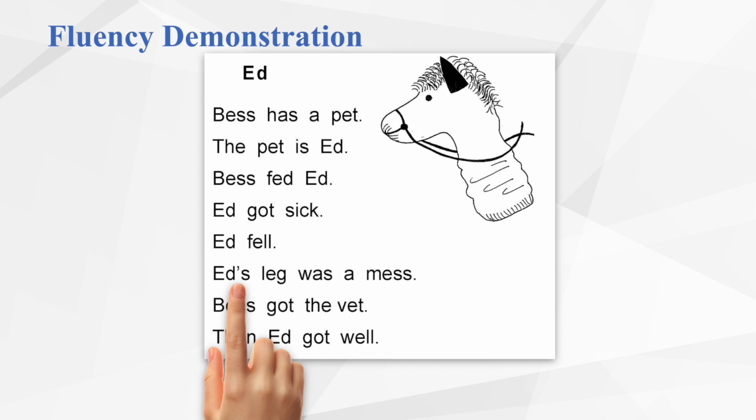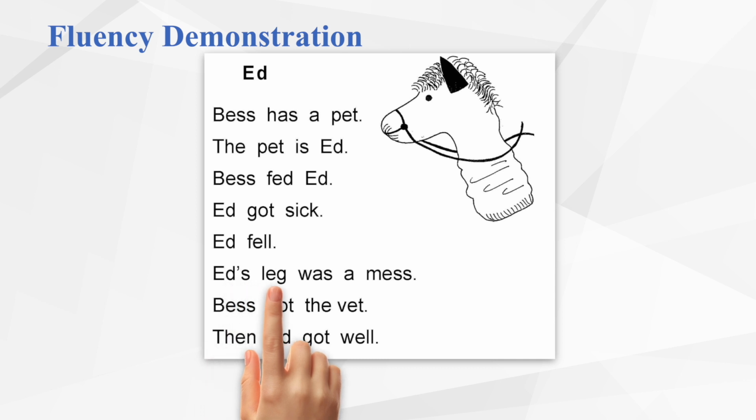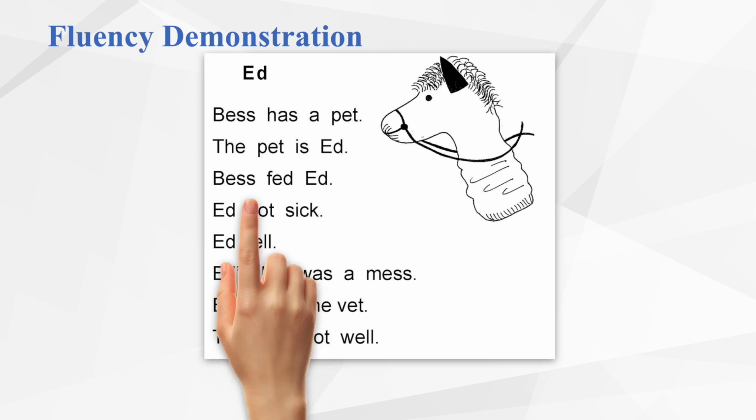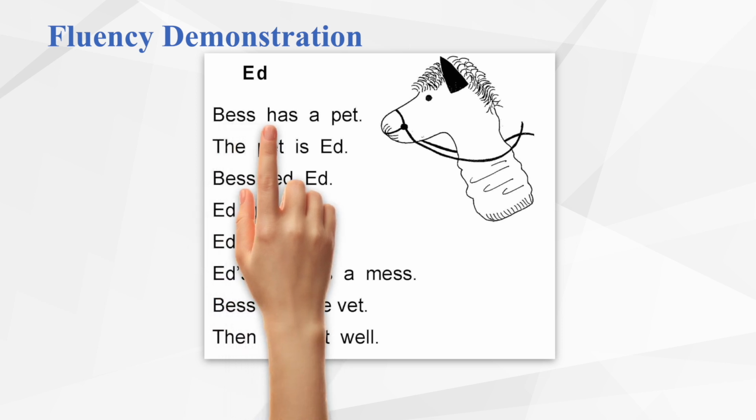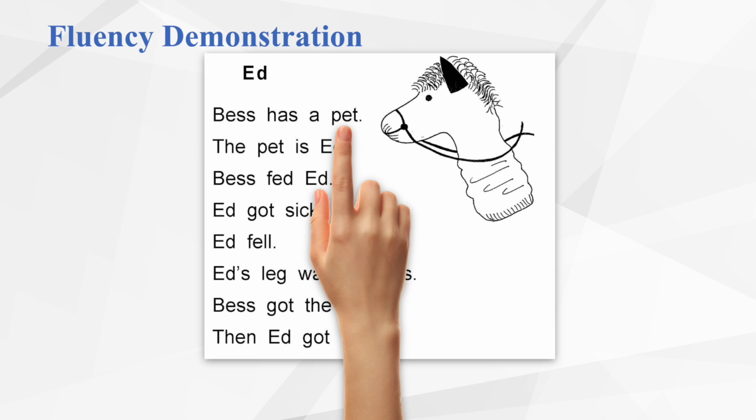What's the word? Ed's. Look at this word. This belongs to Ed. What is the word? Leg. So, this says Ed's leg and means that the leg belongs to Ed. Now, let's look at other words in the story and see if we notice any patterns we recognize. First, I see many words with an E in the middle. What is the sound of the letter E?